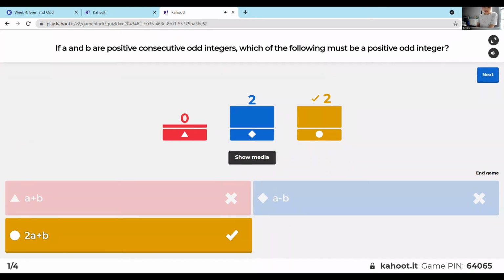You guys, you see it's 2A plus B. Since if they're both odd, then you could see quickly A plus B would be odd plus odd, which is even. And A minus B also would be even. But 2A plus B, 2A is even, and then plus B, which is odd.